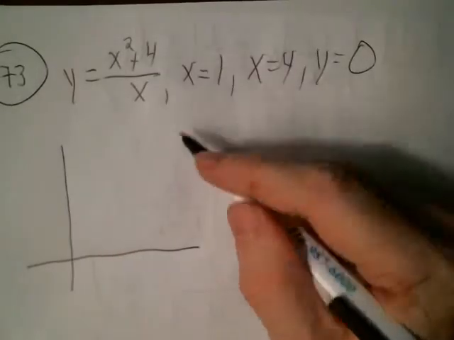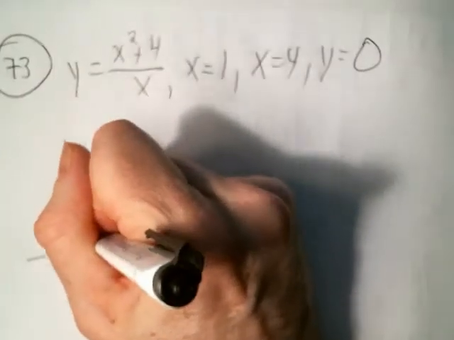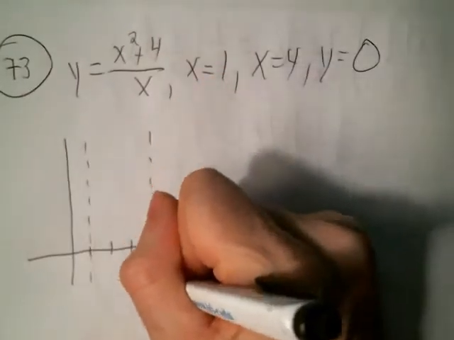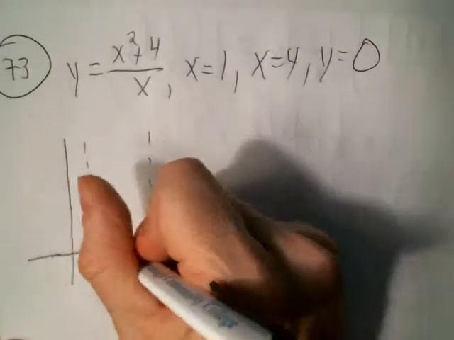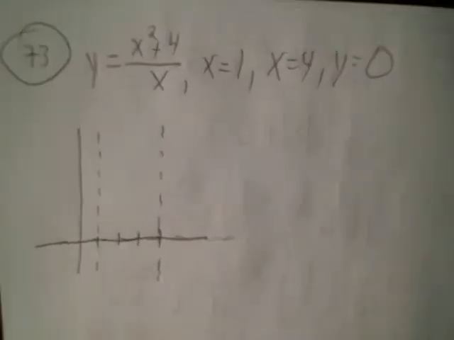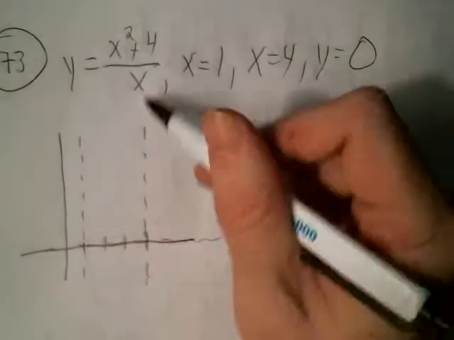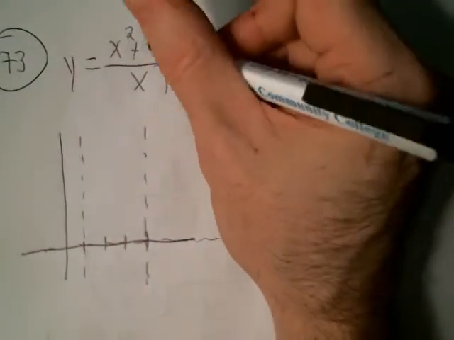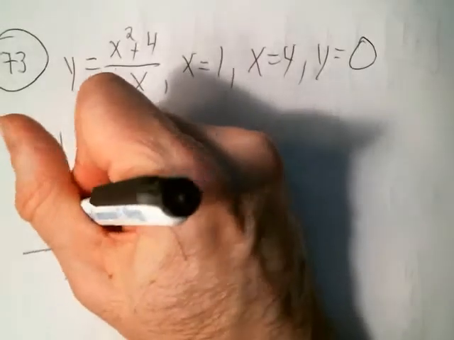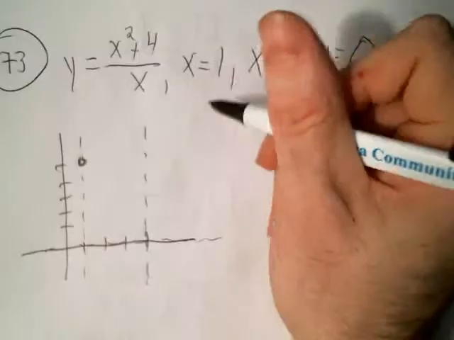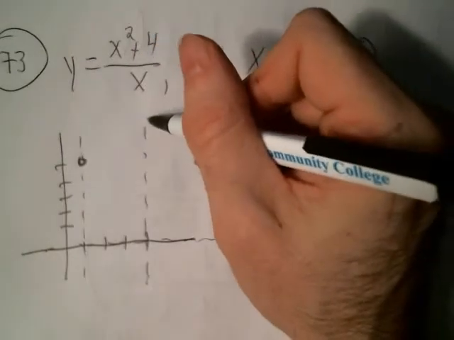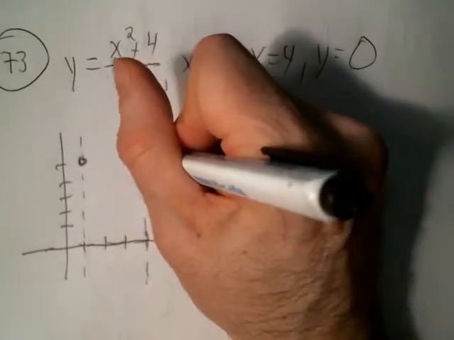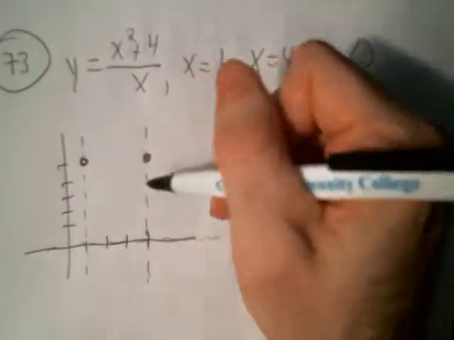Okay. X equals 1 is a vertical line at 1. X equals 4 is a vertical line at 4. Y equals 0, of course, is a horizontal line on the x-axis. And then to get this curve, I'm just going to plot 2 points, 1 at 1. So when x is 1, I'll have 5 over 1, which is 5. Then when x is 4, I'll have 16 plus 4, which is 20, all over 4, which is 5 again. Okay. And then the thing is going to do something funny in between.